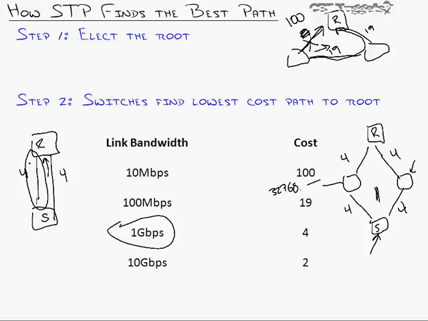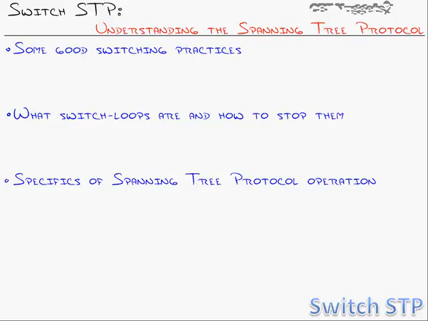Just remember in spanning tree, lower is better on everything. It's going to say, I have to block one, so since you are the higher port, I will block you. And this one becomes the active link. This one gets the tree dropped on it. That is the basic concepts of spanning tree.